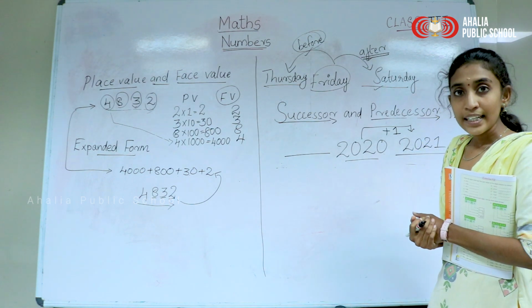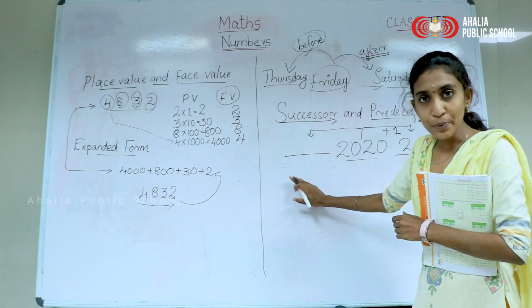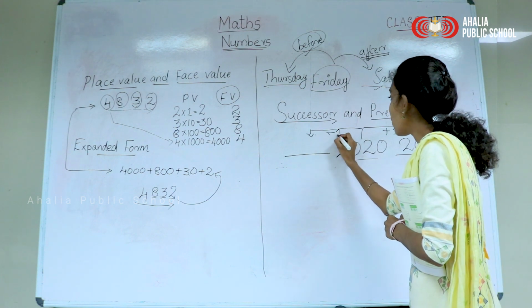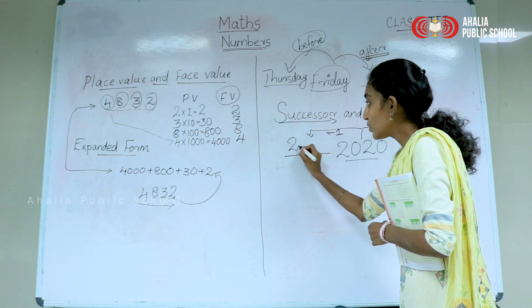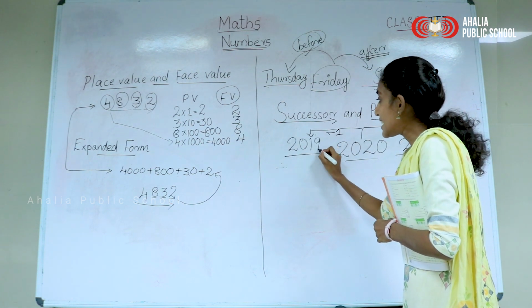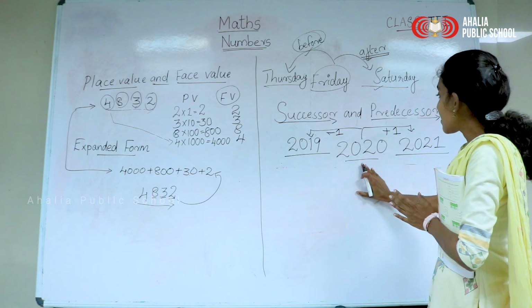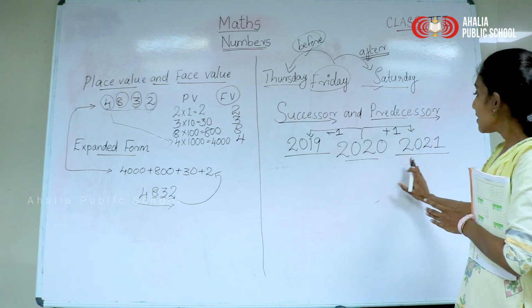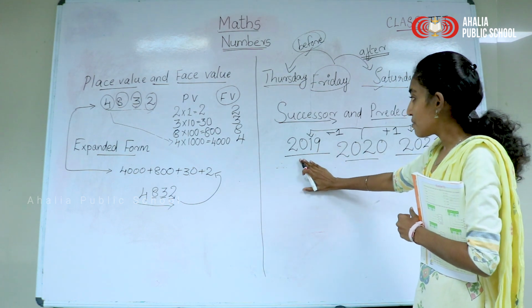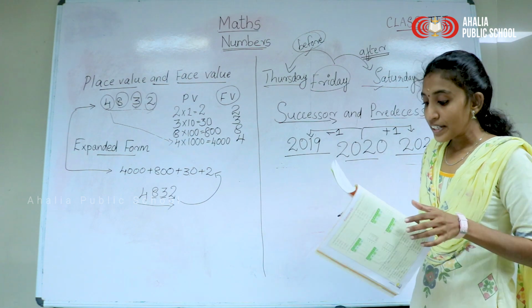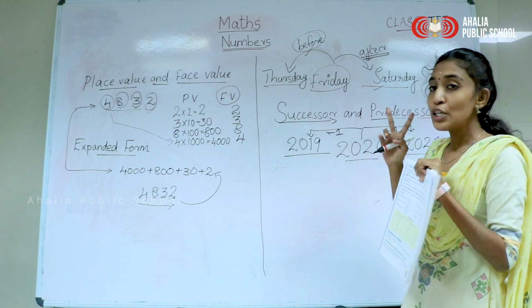That is 2021. ഇനി അടുത്തത് എന്താ? Predecessor. Predecessor എന്ന് പറഞ്ഞാൽ തൊട്ട് മുൻപുള്ള നമ്പർ. So we will minus 1 from this number. So what will be the answer, children? 2019. Right? So the successor of 2020 is 2021 and the predecessor is 2019. Okay? So in your textbook, they have given a lot of examples. So I have shown 2 examples for you.